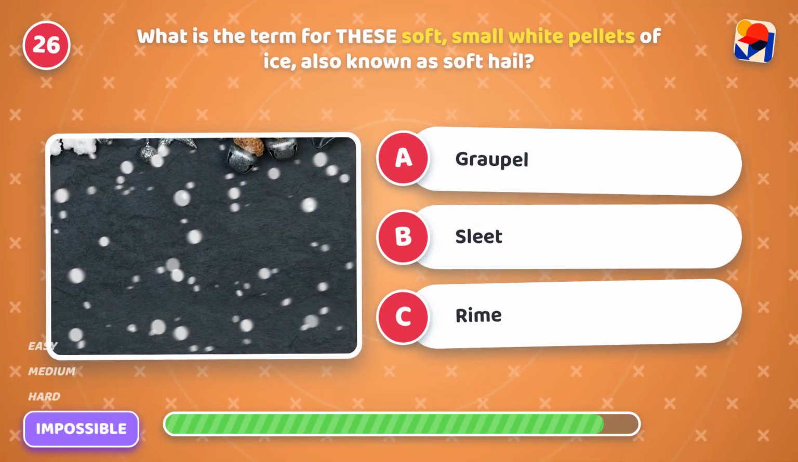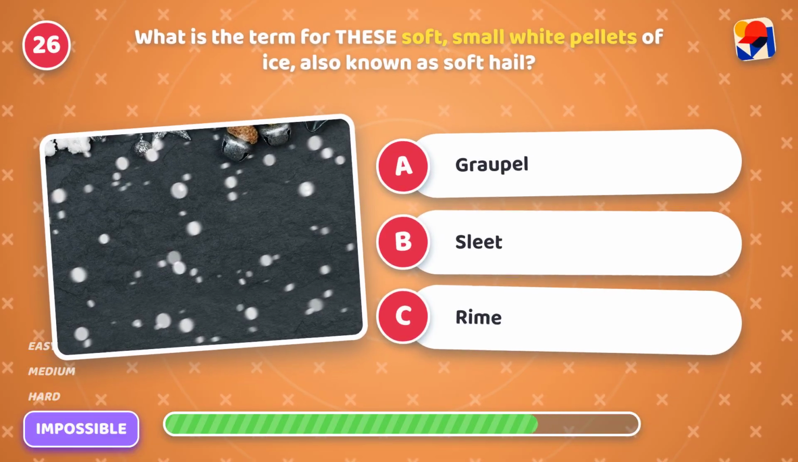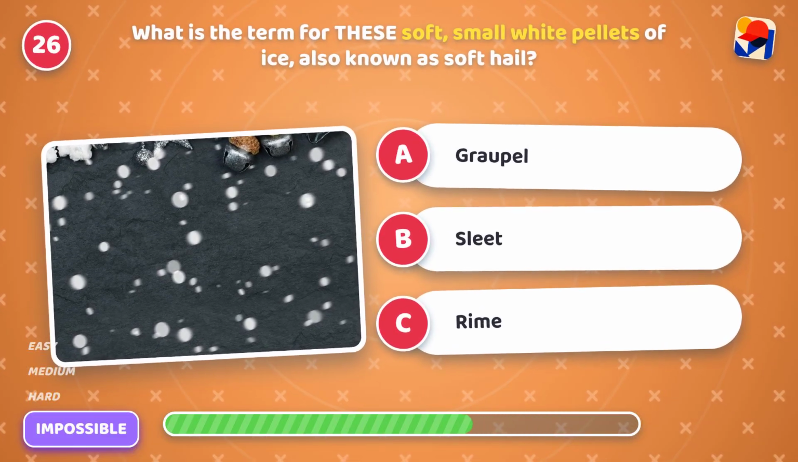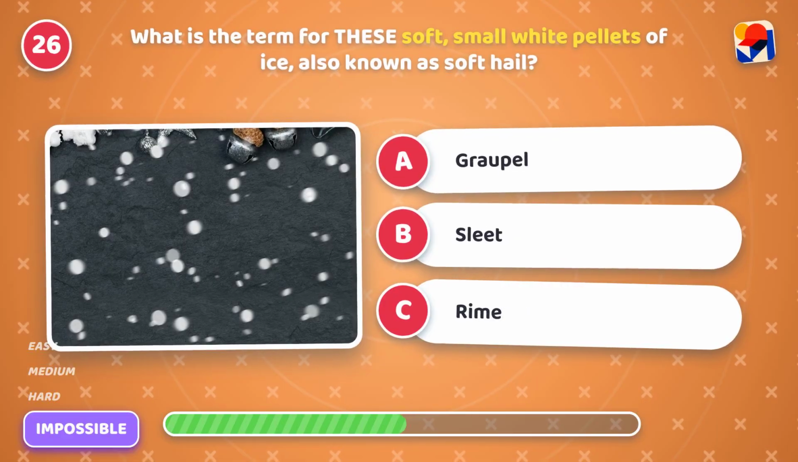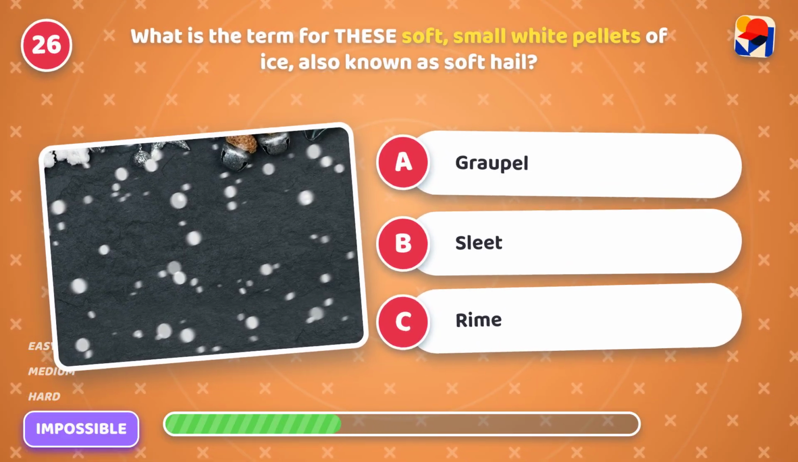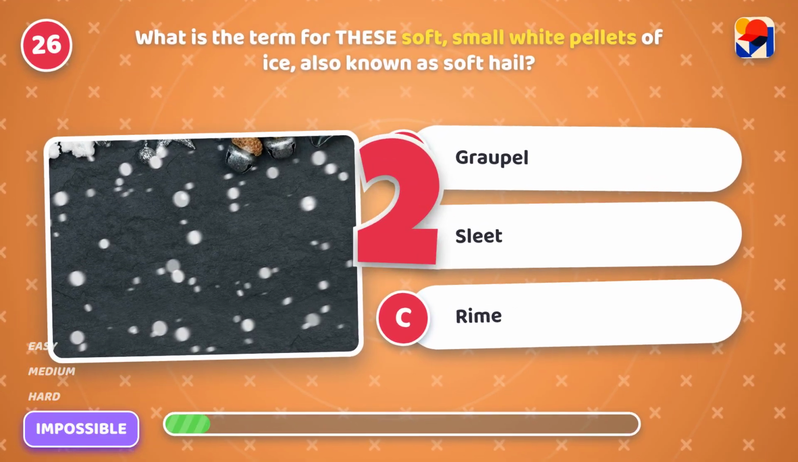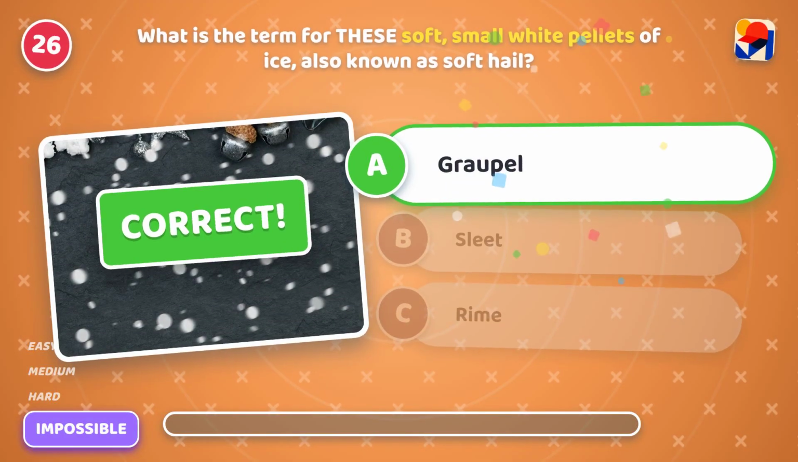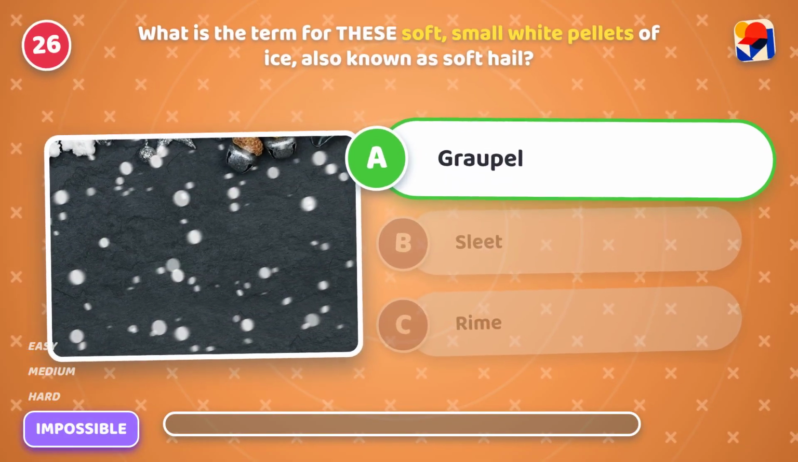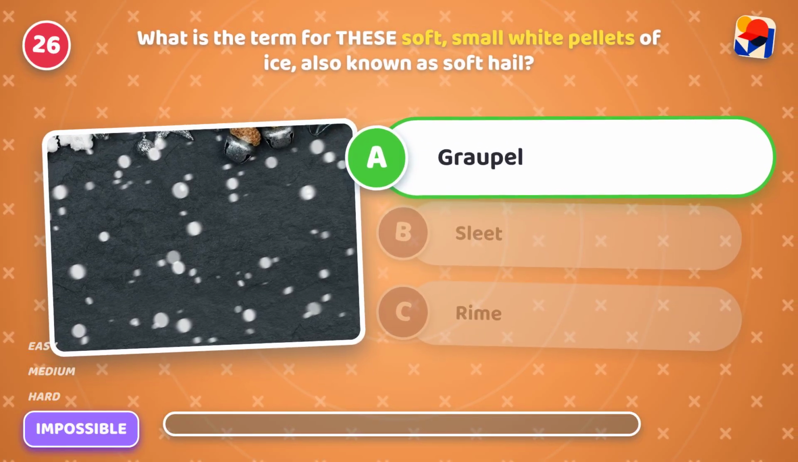What is the term for these soft, small, white pellets of ice, also known as soft hail? Is it A, graupel, B, sleet, or C, rime? It's A, graupel. Supercooled droplets freeze on falling snowflakes.